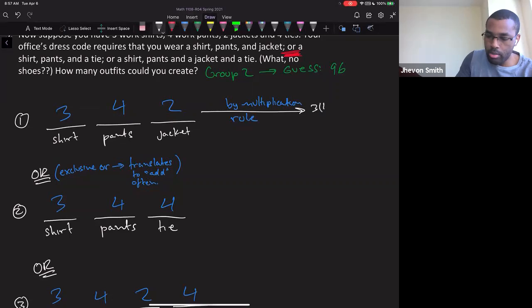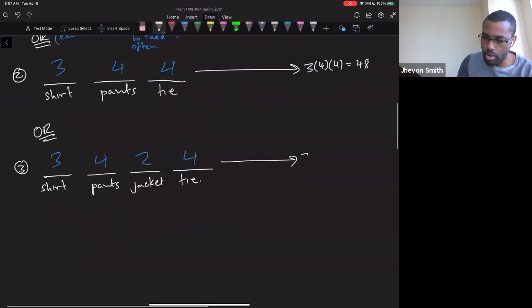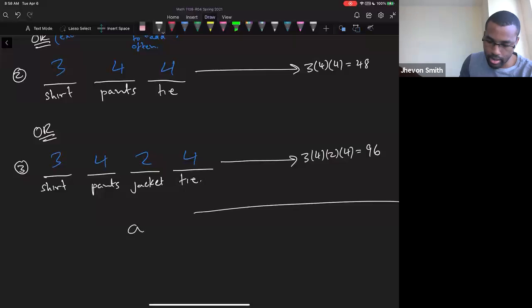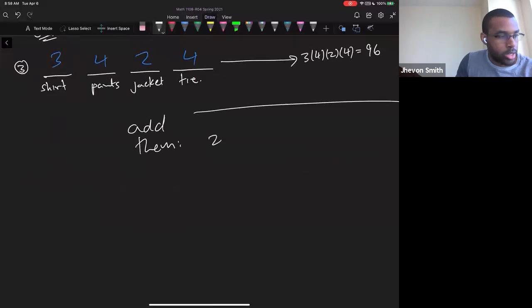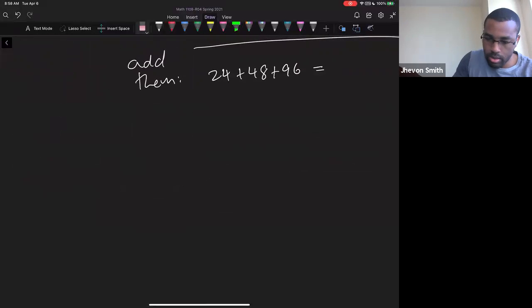3 × 4 × 2, which is 24. This one would be 3 × 4 × 4, which is 48. This one would become 3 × 4 × 2 × 4, that's your 96. And then you add them. So we would have 24 plus 48 plus 96 equals, and you would have 168.